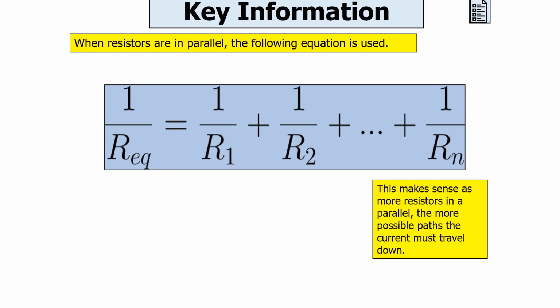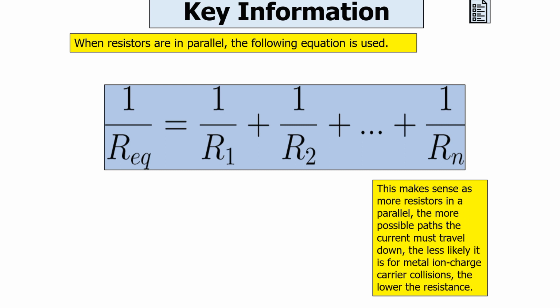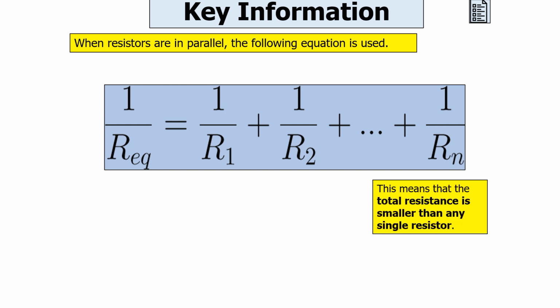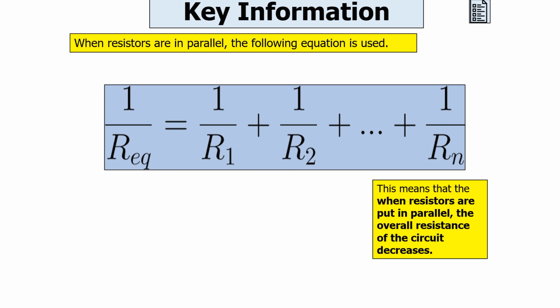This equation makes sense because the more resistors you have in parallel, the more possible paths you have for the current to flow down. So it is less likely for the metal ions and the charge carriers to collide, unlike if they were in series, which makes the resistance lower. What this equation tells you is that the total resistance in parallel is smaller than any single resistor. When resistors are put in parallel, the overall resistance of the circuit decreases.